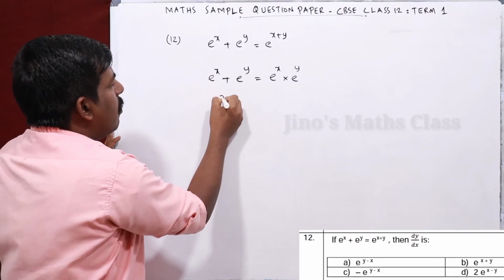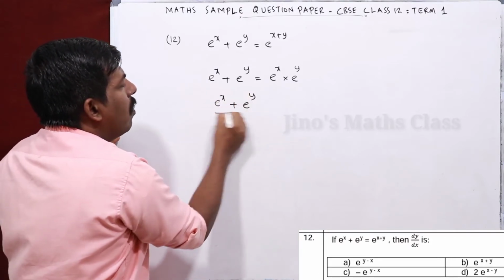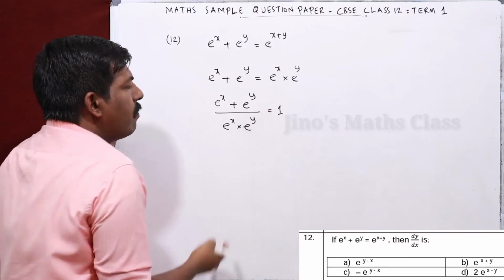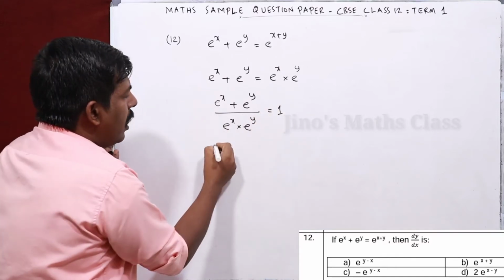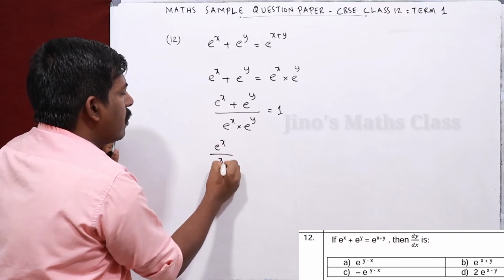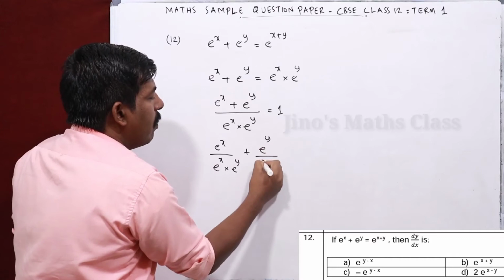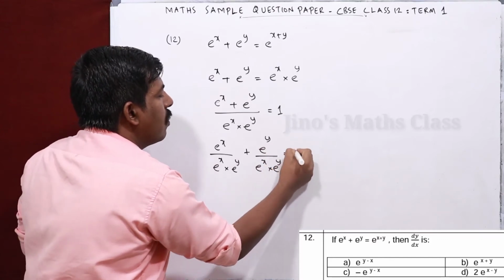So at the time it is e power x plus e power y all divided by e power x into e power y, that is equal to 1. So after that we can give this term separately. At the time it is e power x divided by e power x into e power y plus e power y divided by e power x into e power y, that is equal to 1.